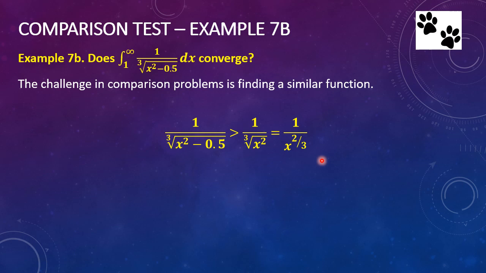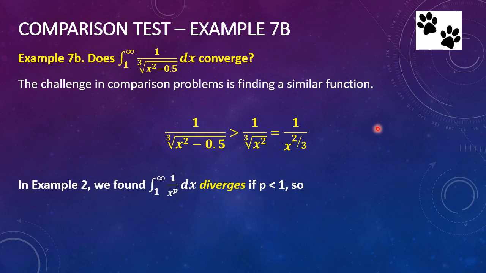Now, if you remember back to example 2, we did a similar problem where we did 1 over x to the power of p, and then we considered where it converged and where it diverged. In this case, when p was less than 1, that function diverged. And since this is the smaller function, of course the larger function is also going to diverge.